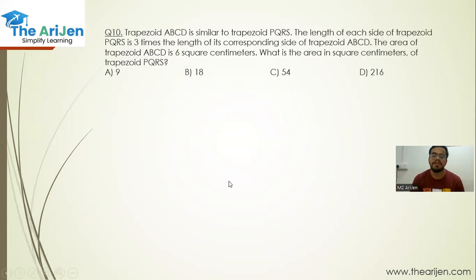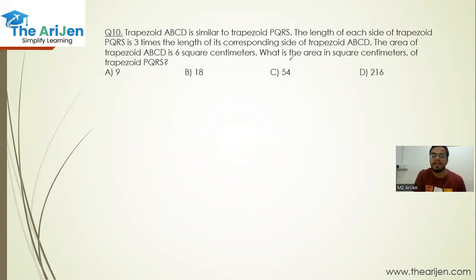Here we have a trapezoid ABCD that is similar to trapezoid PQRS. The length of each side of trapezoid PQRS is 3 times the length of trapezoid ABCD. The area of ABCD is 6 centimeter square. What is the area in centimeter square of PQRS?